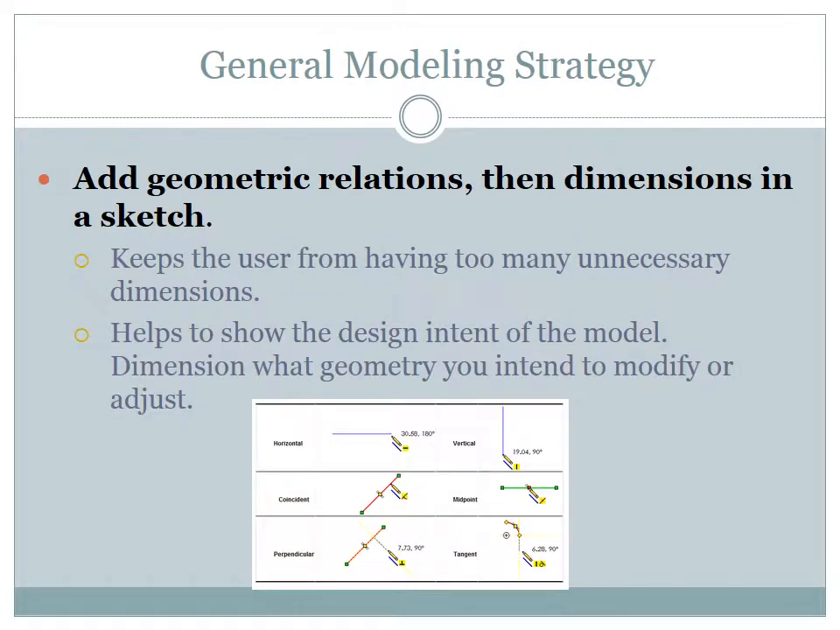Rule number 2 is to add geometric relations, then dimensions in a sketch. This keeps the user from having too many unnecessary dimensions, and it also helps to show the design intent of the model. Dimension what geometry you intend to modify or adjust.